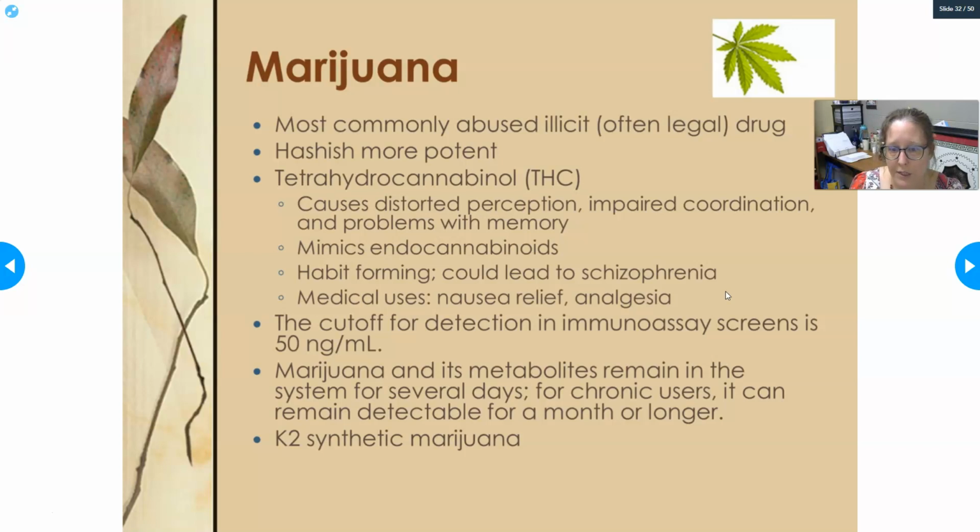The cutoff for detection in the immunoassays is about 50 nanograms per ml. Marijuana and its metabolites remain in the system for several days. In chronic users, it can remain detectable for a month or longer. K2 is a synthetic marijuana, and so if you've ever heard of a case of somebody dying from marijuana overdose, this is going to be probably a K2 synthetic marijuana case.